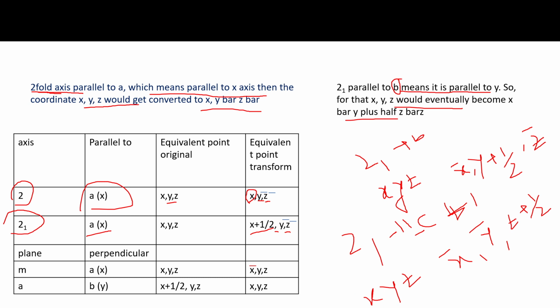Similarly, when your plane is perpendicular to m, that means your x, y, z become x bar, y and z. And when it is perpendicular to b, the starting point is x plus half, y, z, and it will be equivalent to x y z.